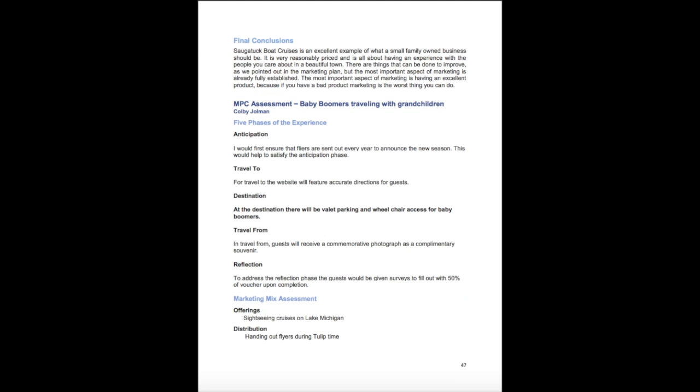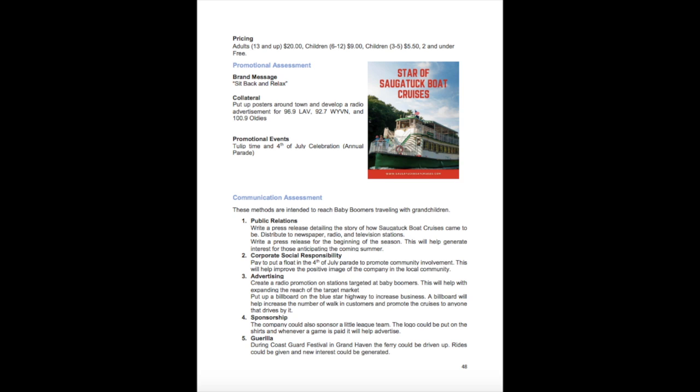So based on our communications assessment in regards to baby boomers traveling with grandchildren, a couple key ways to reach them. On the public relations side, it would be a good idea to write a press release detailing the story of how Saugatuck Boat Cruises came to be and distribute this to a newspaper, radio, or television station. Also, writing a press release for the beginning of the season, as this would help generate more interest for the coming season.